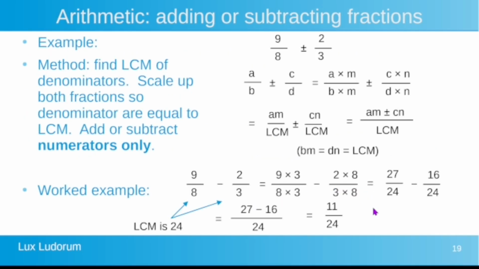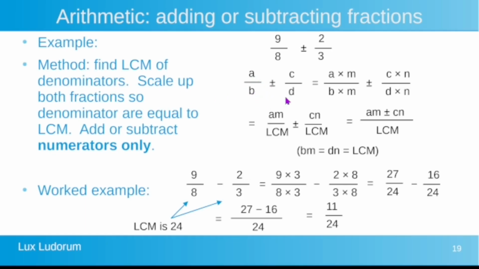An example, we've got 9 over 8 plus 2 over 3, or 9 over 8 minus 2 over 3. This plus-minus sign just means we're doing either the plus or the minus. It's the same for both operations. Or the process is the same. So we're looking for the lowest common multiple of the denominators.